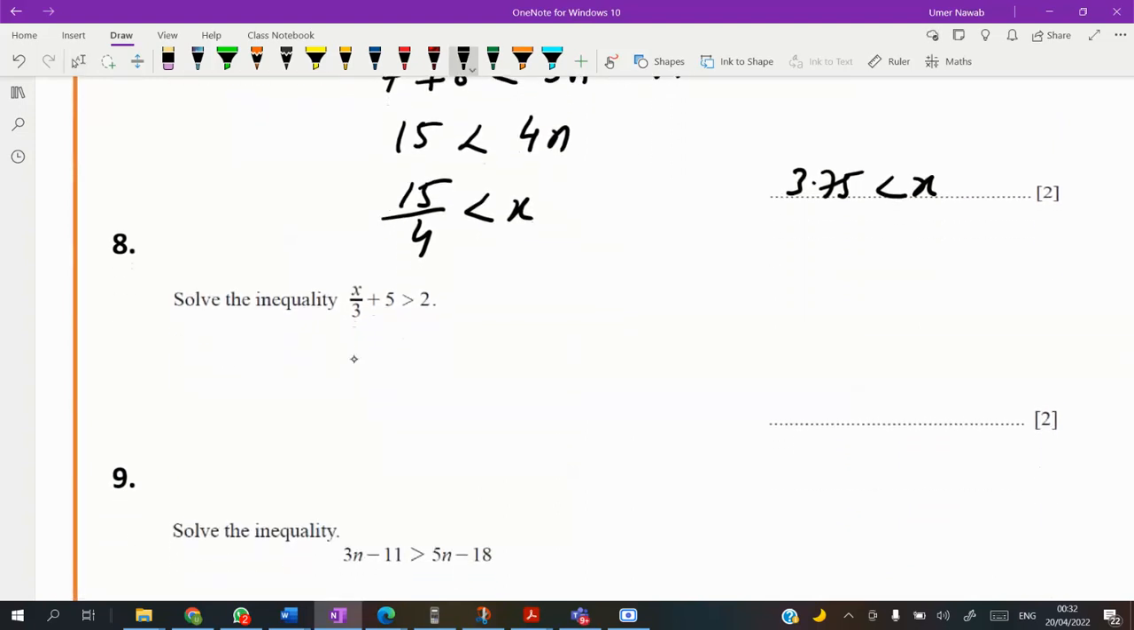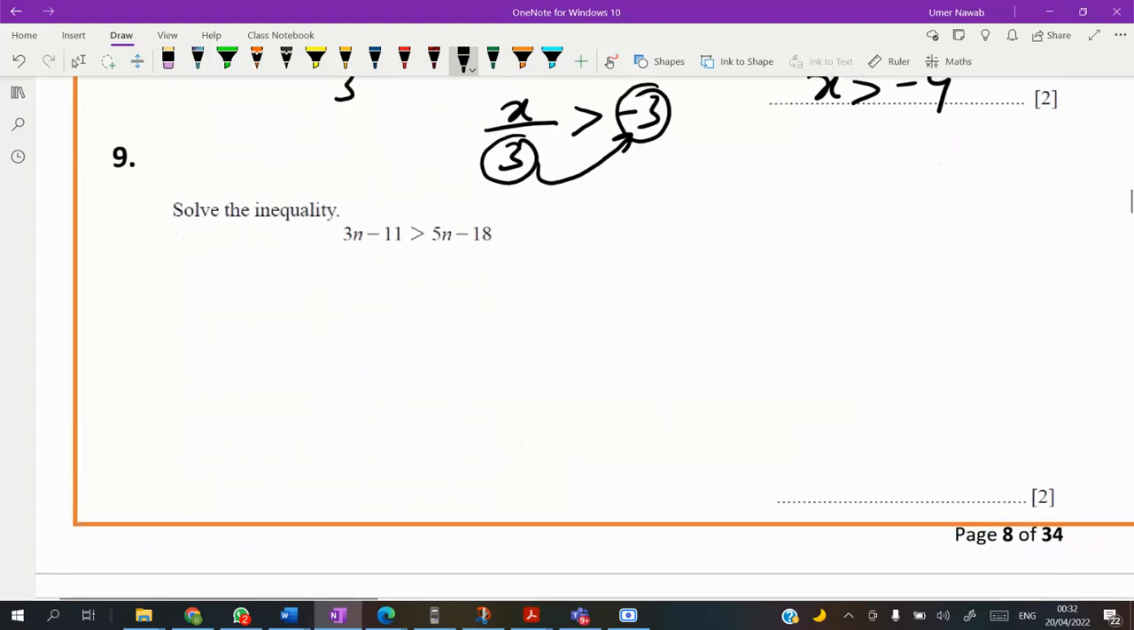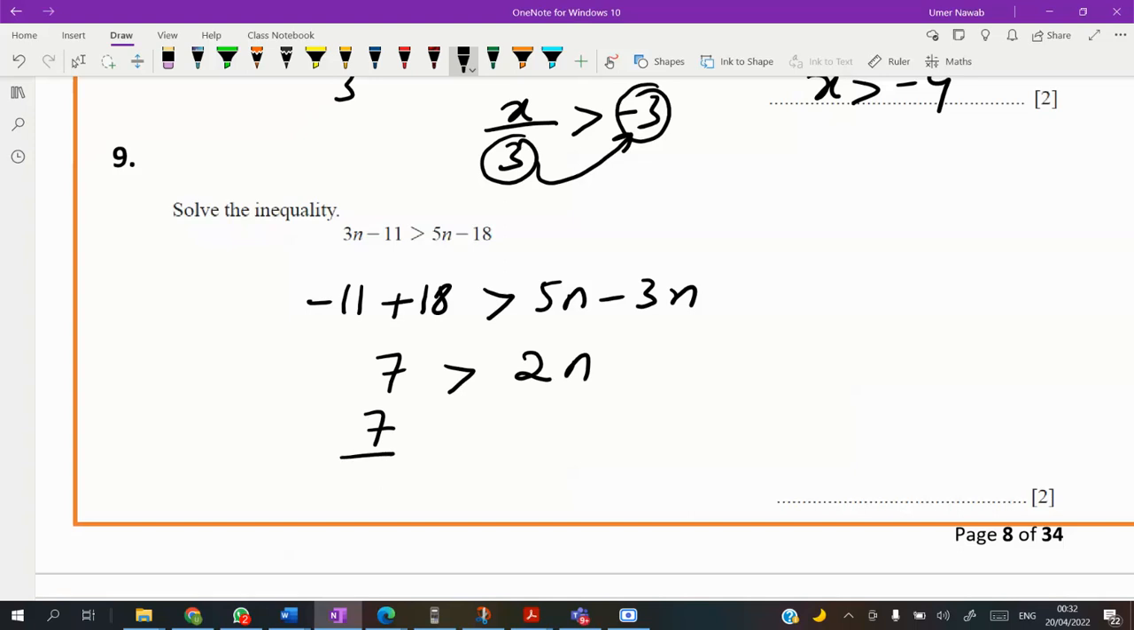Next inequality, x over 3, keep it here, send the plus 5 to the other side. So 2 minus 5. So x over 3 is greater than minus 3. Now 3 goes and multiplies with minus 3. So x is greater than minus 9. Next, minus 11 plus 18 is greater than 5n minus 3n. Minus 11 plus 18 is 7, and this is 2n, and 7 divided by 2 is greater than n. So 3.5 is greater than n.